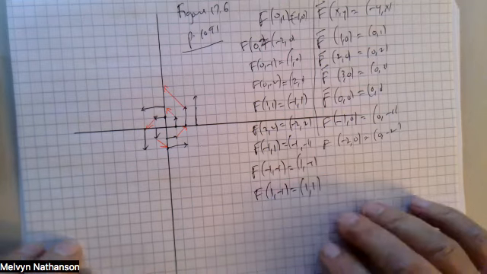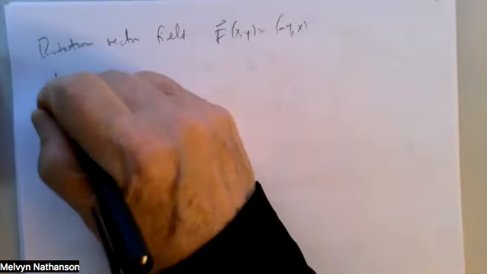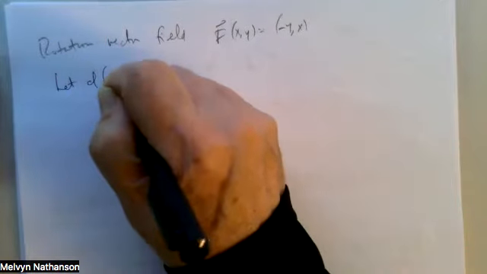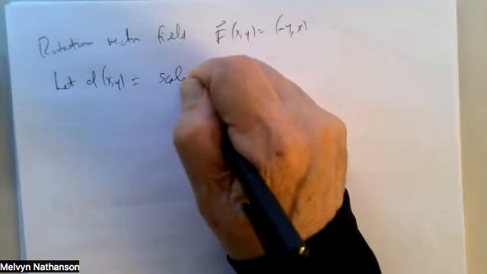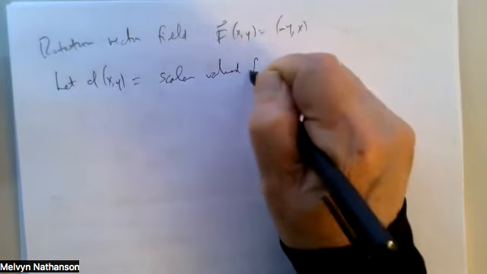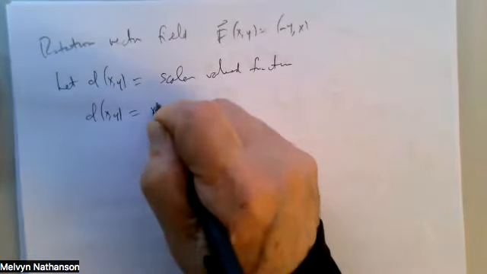And that's all it is. So a vector field assigns a vector to every vector. Any questions about that? Now, what's very interesting is, let me just say one other thing. Suppose we have phi of x y to be some scalar valued function, like phi of x y equals x squared plus y squared.